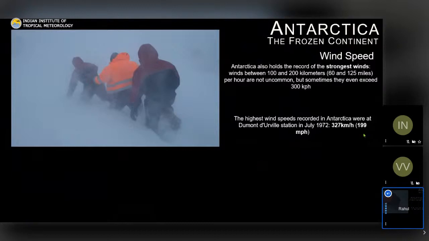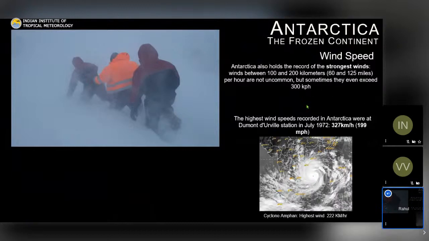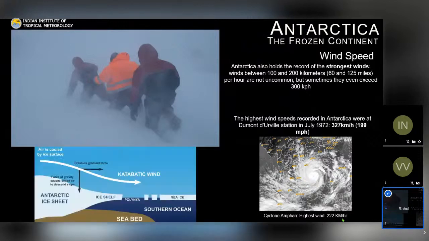And wind speeds of 100 to 200 kilometers per hour are normal. The recent cyclone Amphan, that was 222 kilometers per hour as per records, destroyed parts of Bengal and also parts of Orissa. So this type of winds are very common in Antarctica.